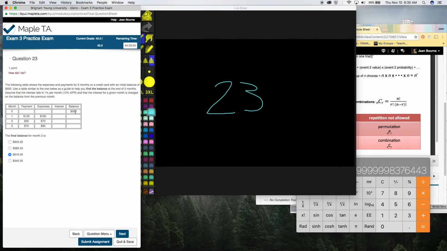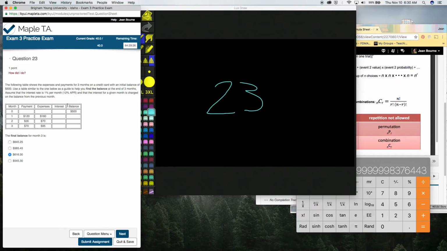On this one, you're going to fill out this little table to find out the final balance right here. Remember that you're going to find your interest by multiplying the interest rate by the previous month's balance. Some people got confused and they calculated a balance here and then they multiplied the interest, and it can't work. You pay interest on the previous month's balance.